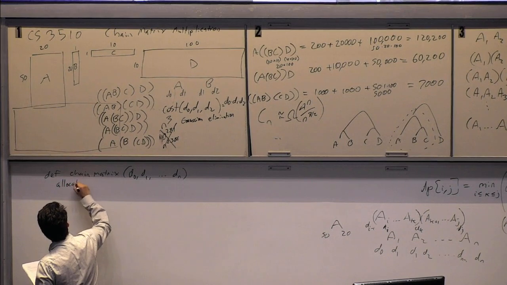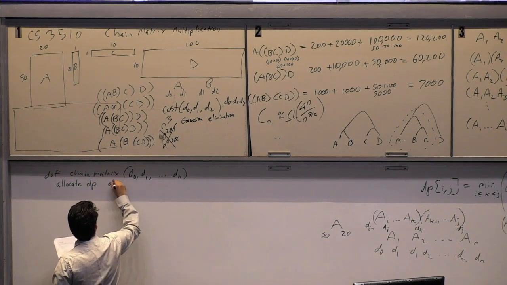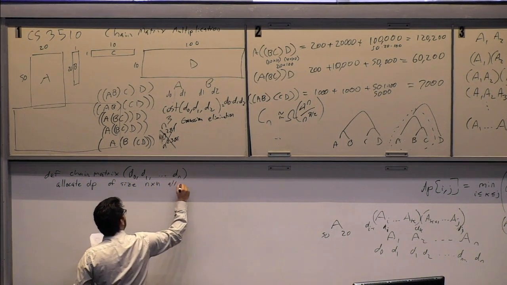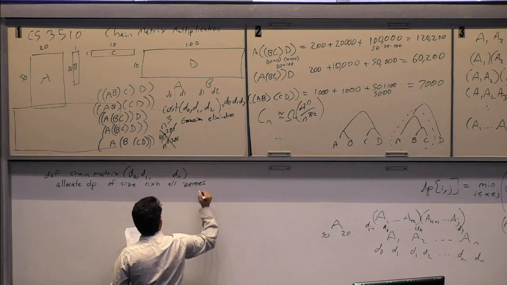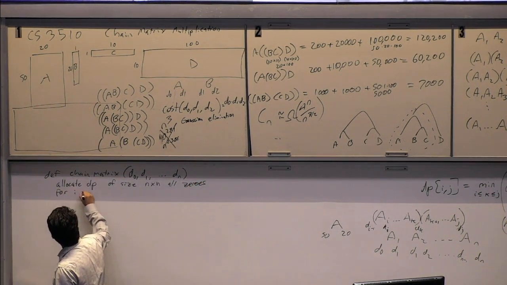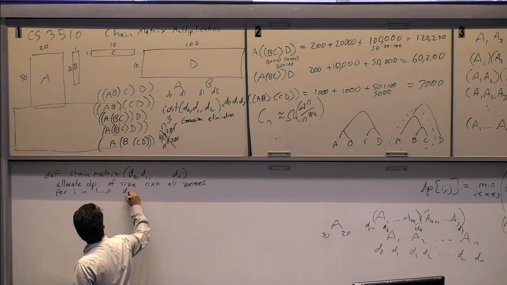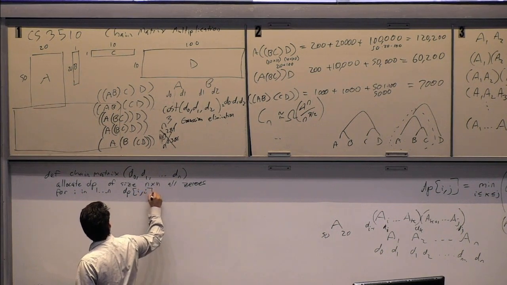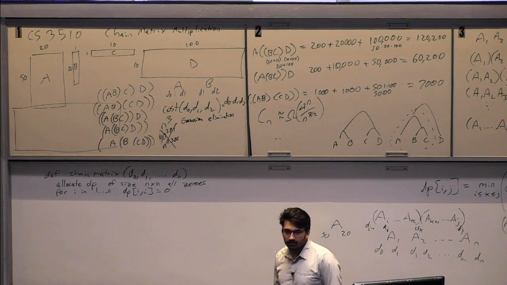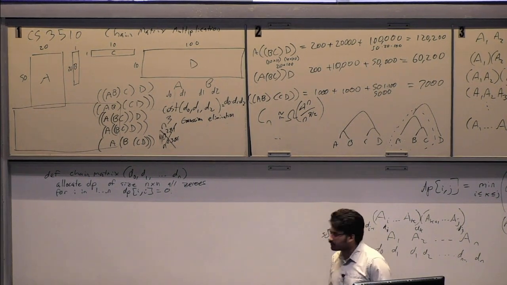Allocate dp of size n by n, all zeros, right? So we're going to allocate a dp array. For i in 1 to n, dp of i comma i equals 0. Now, we already allocated it to be 0, so if you were implementing it, you would not do that. But let's make it explicit on the board here.